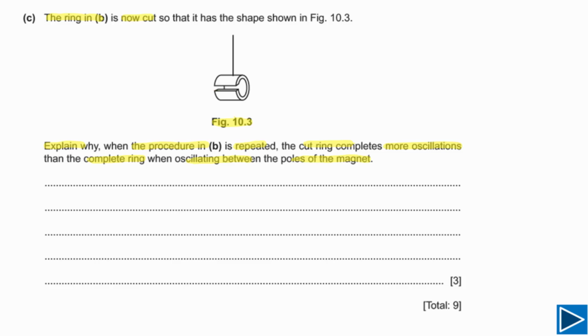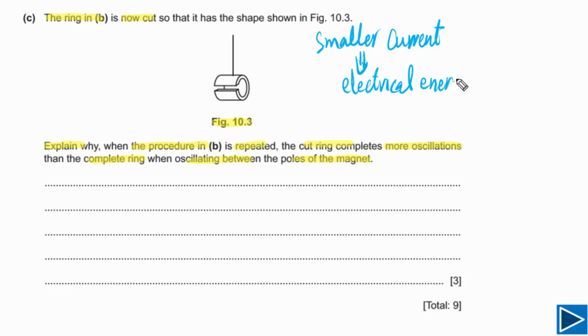In order to answer this question, we simply need to understand one very basic concept, and that is about current. There is a cut, so current cannot pass all the way around the ring, but still there will be eddy currents, and the amount of eddy currents will be smaller. So we can write that a smaller amount of current will be produced because there is a cut in the ring. If a smaller amount of current, it also means that the amount of electrical energy produced will be smaller. If the amount of electrical energy produced is smaller, then the amount of thermal energy produced per given time will be smaller.